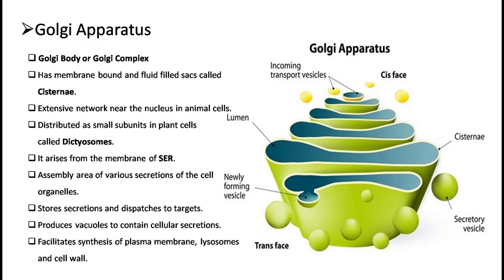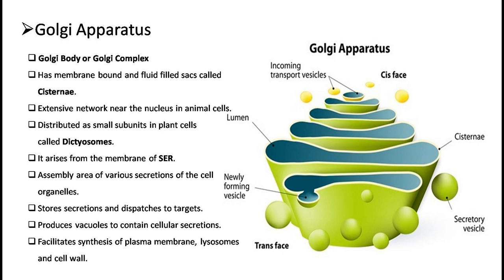Then we have the Golgi apparatus. It is also called Golgi body or Golgi complex. It has a set of membrane-bound and fluid-filled sacs called cisternae, and it is found as an extensive network near the nucleus in animal cells, but it is distributed in many small subunits in plant cells called Dictyosomes.